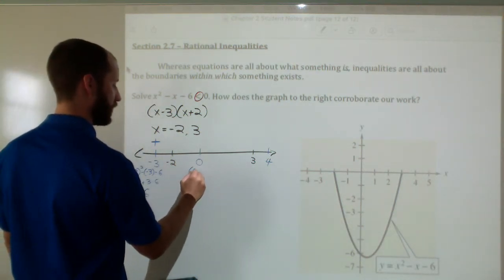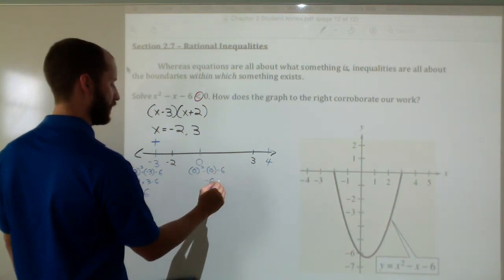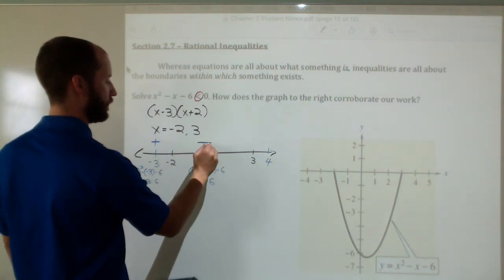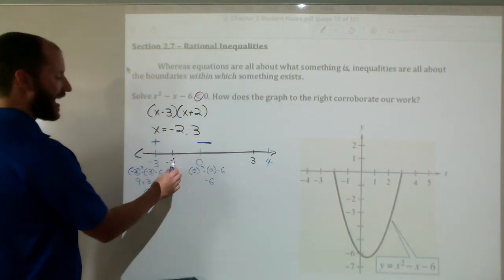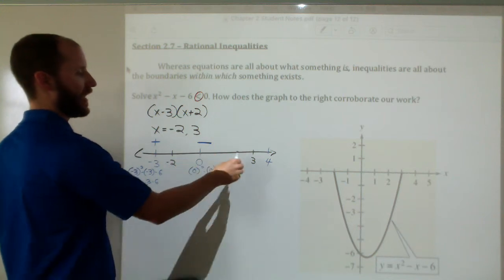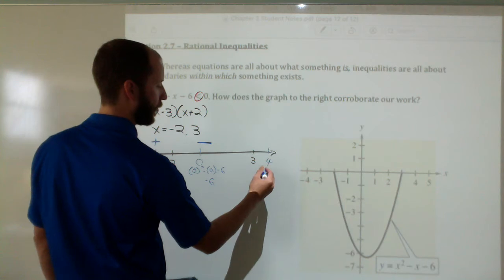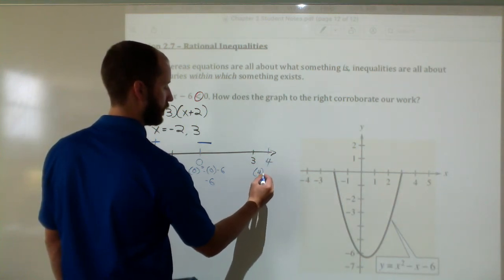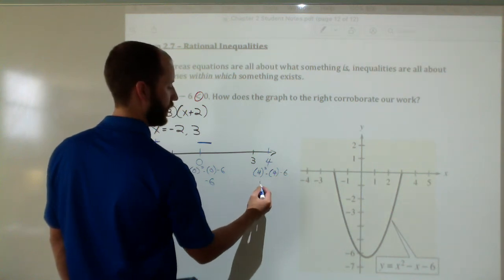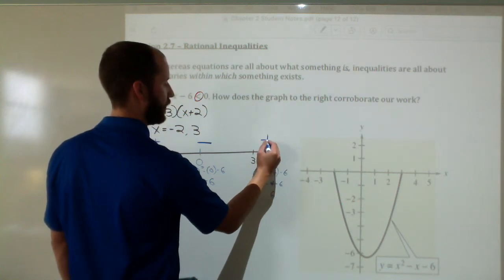Let's plug in 0. 0 squared minus 0 minus 6, we get negative 6. So at 0, that means between negative 2 and 3, the function is negative. Because at negative 2, it equals 0, and at 3, it equals 0. So between those two values, it has to be above or below the x-axis. It cannot be both. So now for 4, let's go ahead and plug this in. 16 minus 4 minus 6, positive 6. We have, again, positive.